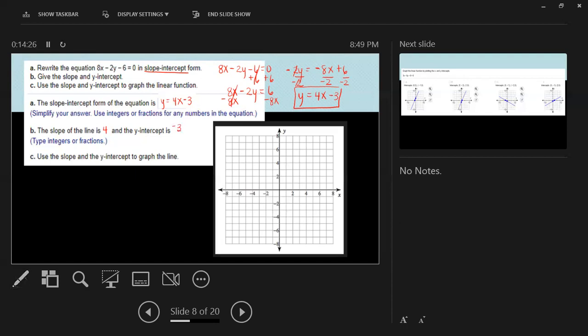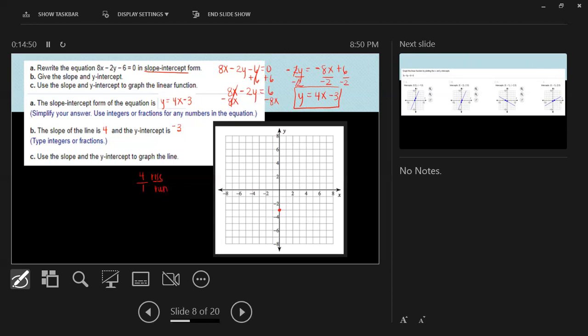So don't forget, you always start to graph an equation in slope-intercept form. You always start with the y-intercept. The y-intercept is -3. So I'm going to put a point at -3, which is right here. Now I see that my slope is 4. But I'm going to write my slope as a fraction, which will be 4 over 1. So that will be rise over run.